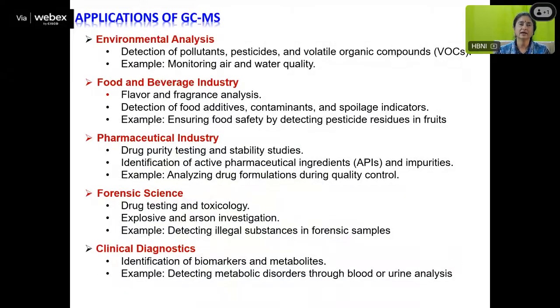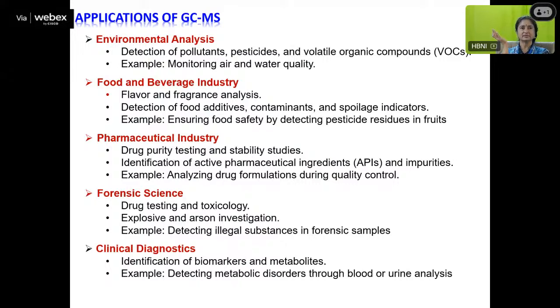So now, what are the applications? GCMS can be applied to environmental analysis. For each one I have given an example. For environmental analysis, it can detect pollutants, pesticides, and volatile organic compounds. One example is monitoring air and water quality. As you all know, nowadays it is very important to monitor air and water quality, because a lot of pollution is there. So for all these things, GCMS is the best technique.